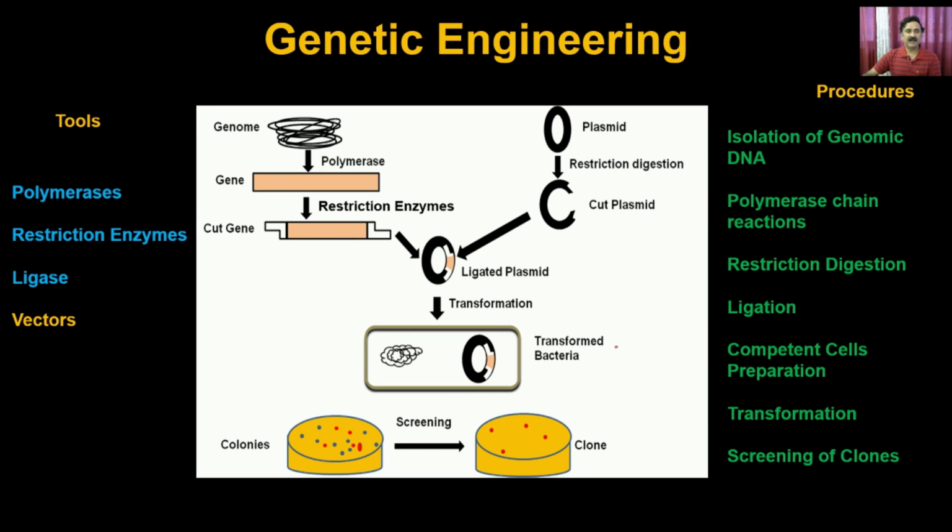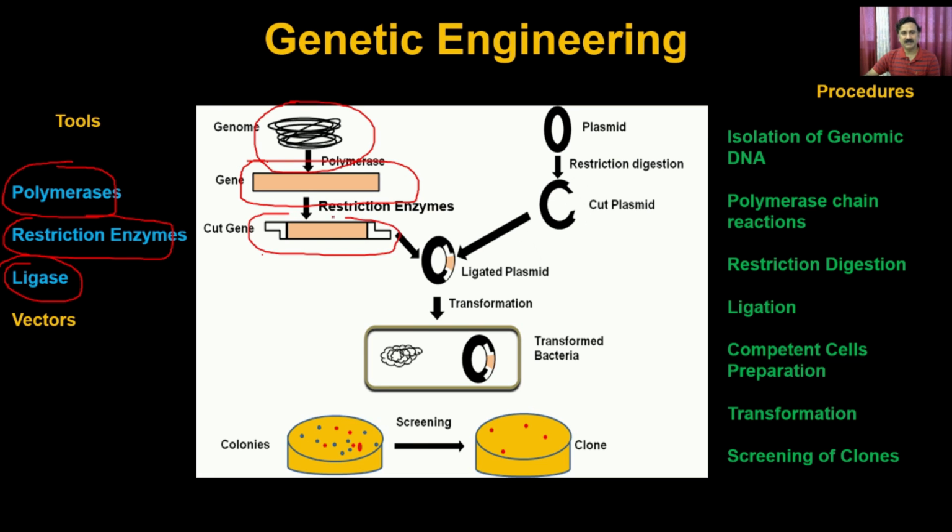Now we have discussed the polymerases, the restriction enzymes, and the ligases, and all these are working on two DNA sources. One, we are working on the gene, which we are isolating from the genome and generating the sticky ends, whereas the other is the plasmids.